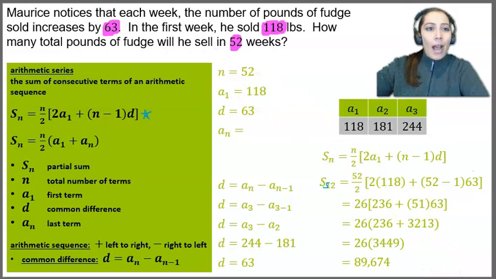89,674. So how many pounds of fudge will Maurice have sold after 52 weeks if each week he increased his pounds of fudge sold by 63? He would have sold 89,674 pounds.